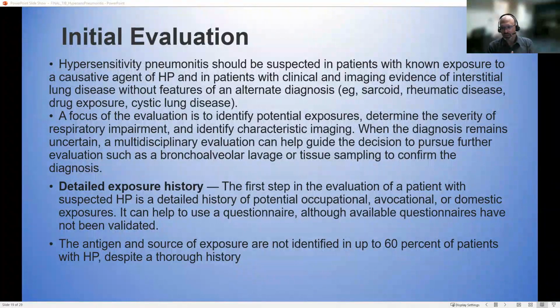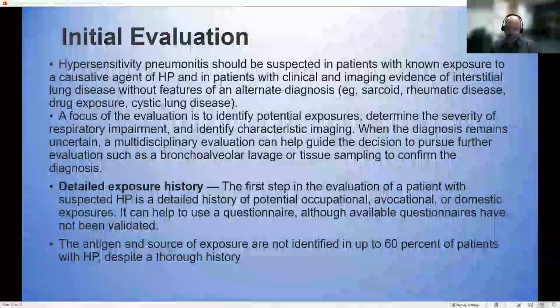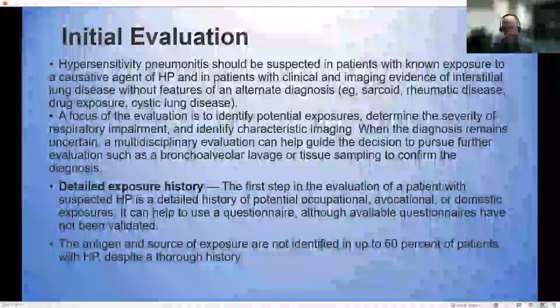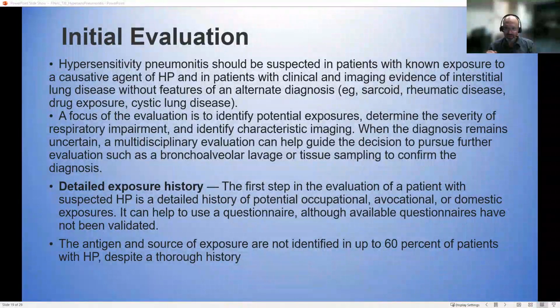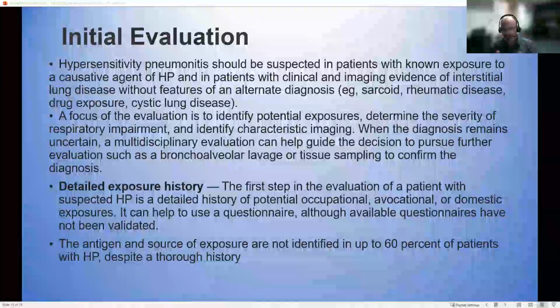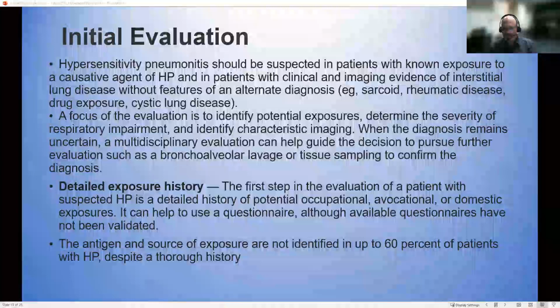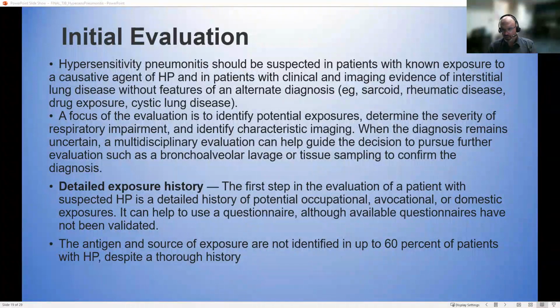It should be suspected in patients with known exposure to a causative agent of HP, and in patients with clinical and imaging evidence of interstitial lung disease without features of an alternate diagnosis, such as sarcoid, rheumatic disease, drug exposure, cystic lung disease. A focus of the evaluation is to identify exposures, determine severity of respiratory impairment, and identify characteristic imaging. When the diagnosis remains uncertain, multidisciplinary evaluation can help guide the decision to pursue further evaluations such as bronchoalveolar lavage or tissue sampling.